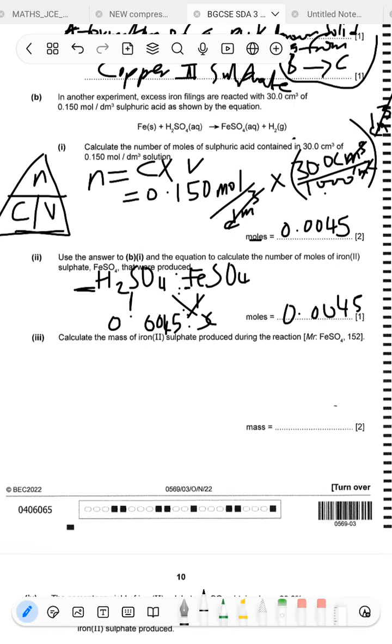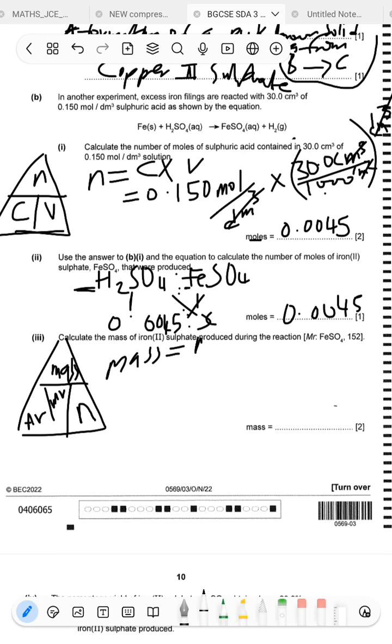Okay, now we write our triangle again. Okay, let's draw our triangle again. All right, so remember mass here, AR or MR. AR if you are dealing with individual atoms of the same element, and then MR if you are dealing with a compound. And then here we're going to have N for moles. What are we looking for? We are looking for mass. Mass is given by MR in our case times N. MR is given here, 152, times N. We found N above there.